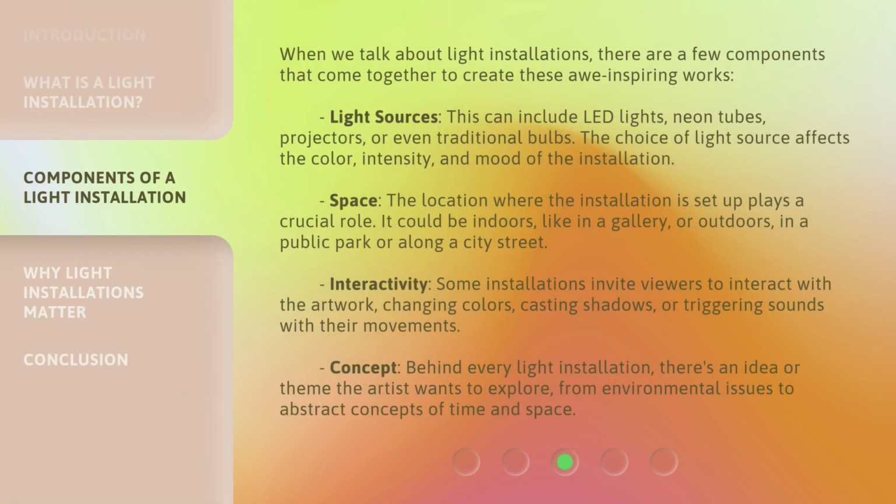When we talk about light installations, there are a few components that come together to create these awe-inspiring works. Light sources. This can include LED lights, neon tubes, projectors, or even traditional bulbs. The choice of light source affects the color, intensity, and mood of the installation. Space. The location where the installation is set up plays a crucial role. It could be indoors, like in a gallery, or outdoors, in a public park or along a city street.